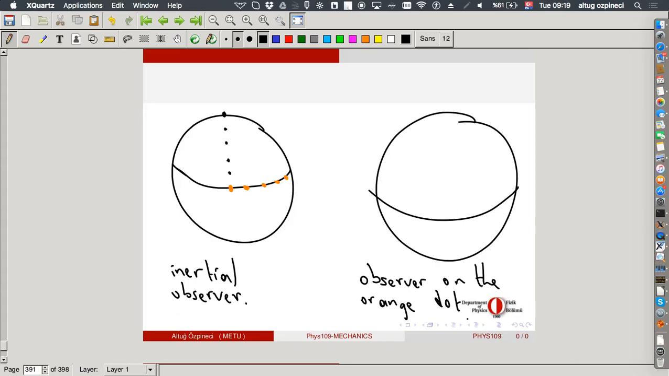So what he will see, this is our orange dot. He's always at rest, according to him. Initially, this point is completely aligned. After some time, it is towards the left. It is further left and further left. So this is what this orange dot will see when he observes the motion of the air molecules over there, of that wind. This will be the velocity vector.